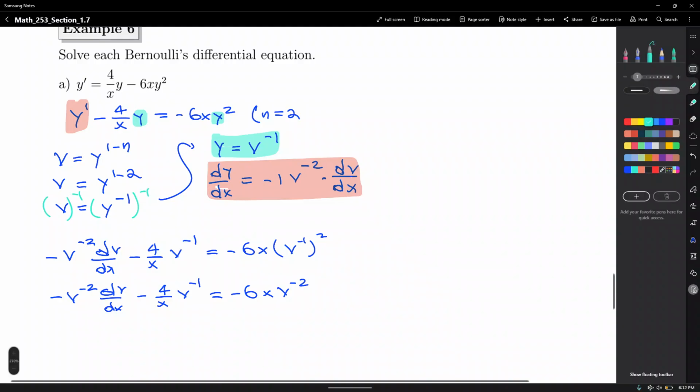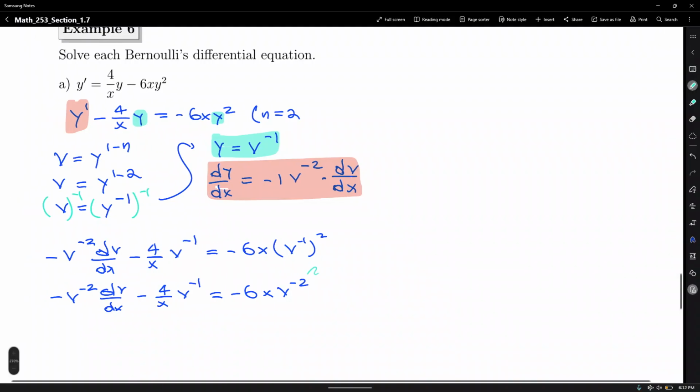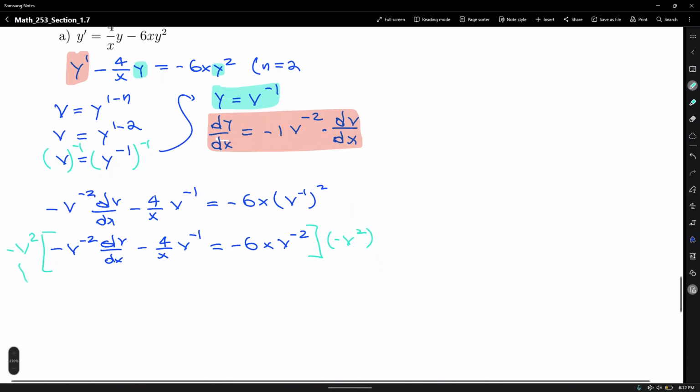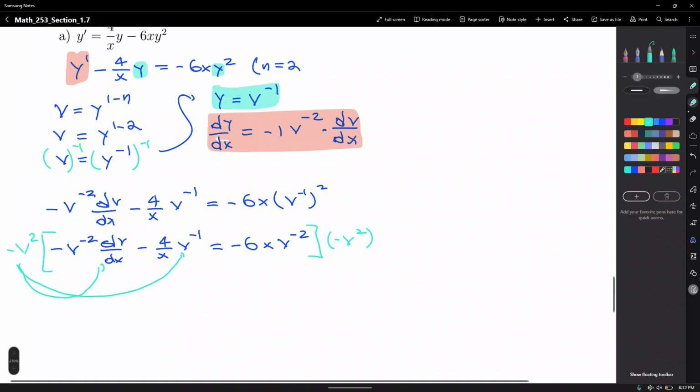There's a couple of ways. So I'm going to multiply both sides by negative v to the second power. Do you guys agree with this? Negative, to cancel the negative, and v squared times v to the negative 2, boom, they cancel out, right? And then we're going to do some algebra afterwards. Don't worry. So now, negative v squared, distribute and distribute.